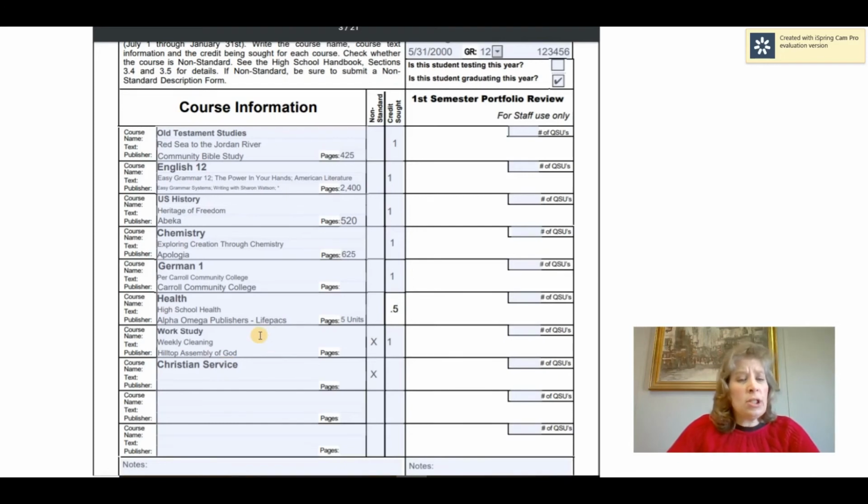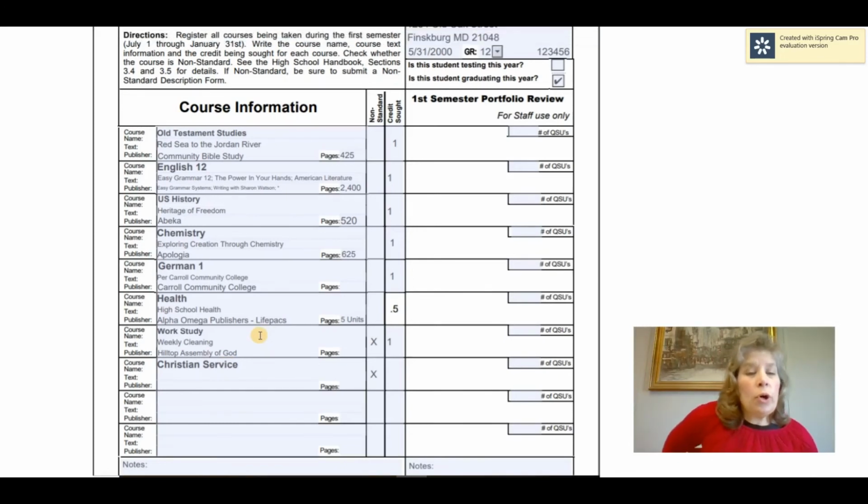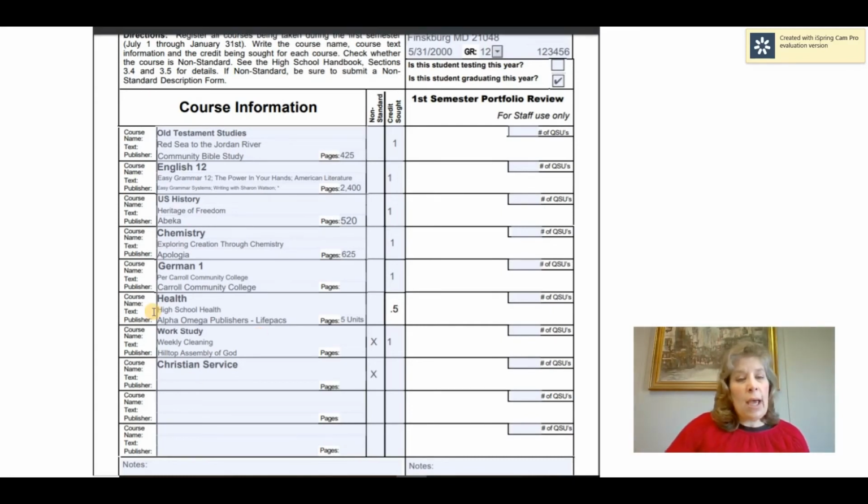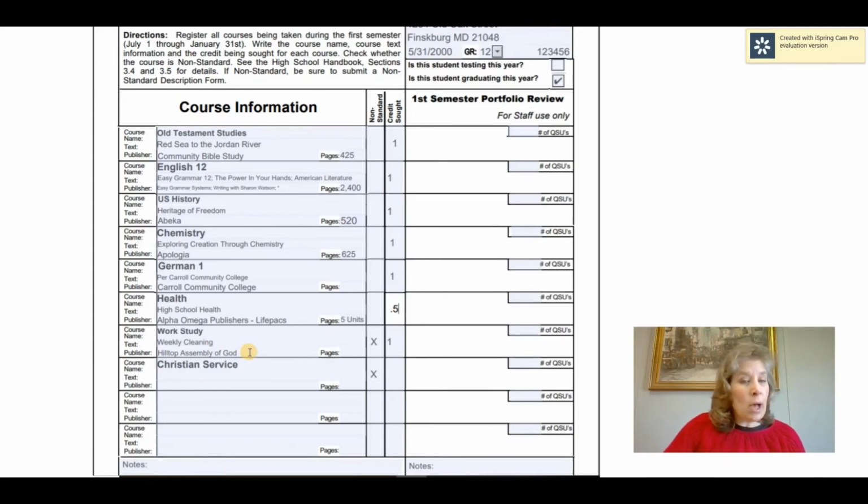The next course that Josh will be working on this year is Work Study. The course name is simply Work Study. For the text, I have filled in the actual experience that he will be doing, and that is weekly cleaning. And then for the publisher, I have written in the actual place where he will be doing this work study, and that's at Hilltop Assembly of God. And later we will go and fill out his work study application form. We are seeking 120 hours or 1 full credit this year.